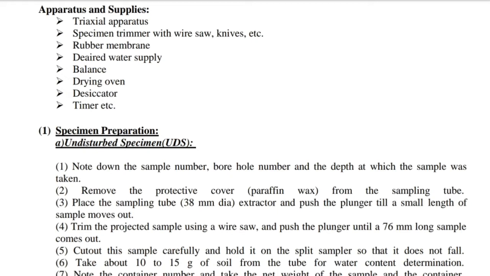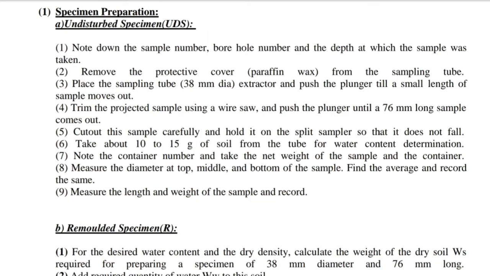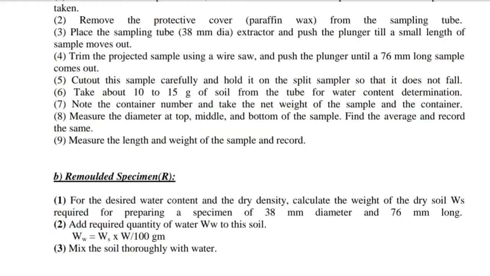6. Take about 10 to 15 gram of soil from the tube for water content determination. 7. Note the container number and take the net weight of the sample and the container. 8. Measure the diameter at top, middle and bottom of the sample. Find the average and record the same. 9. Measure the length and weight of the sample and record.